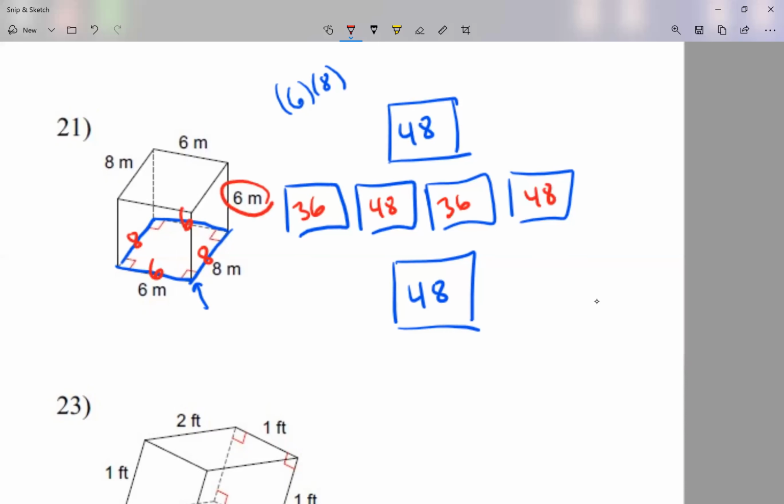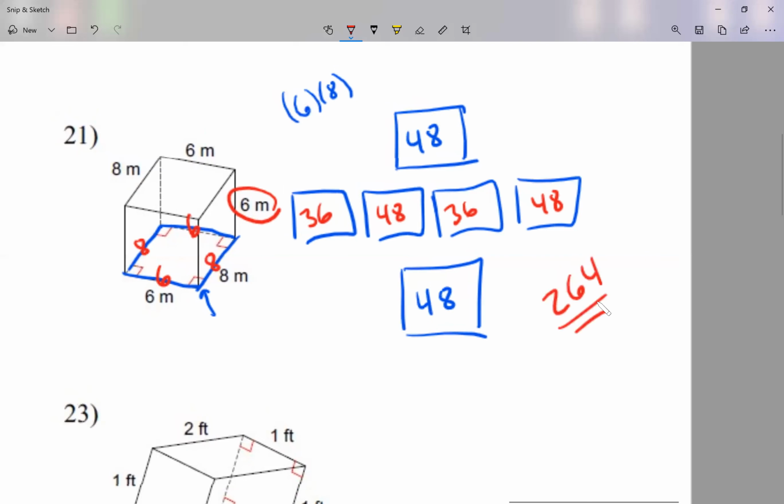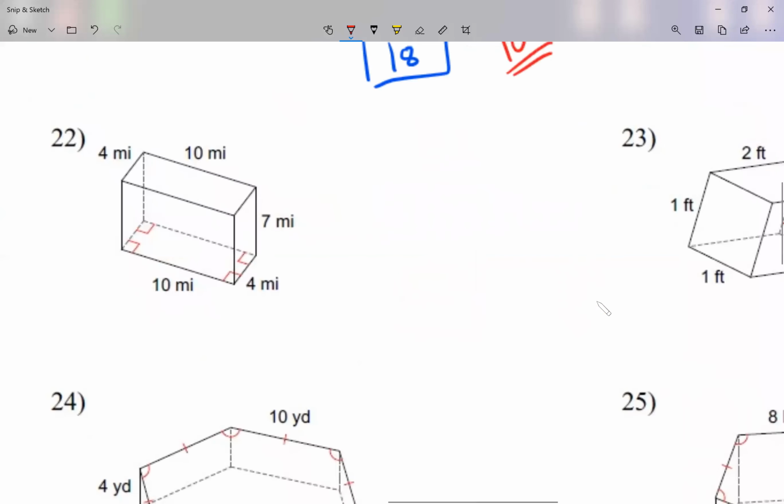Now, just let me add everything. And I happen to get 264. Two bases and then rectangles in the center. Because the base has 4 sides, I have 4 rectangles in the center. Let's take a look at question number 22.